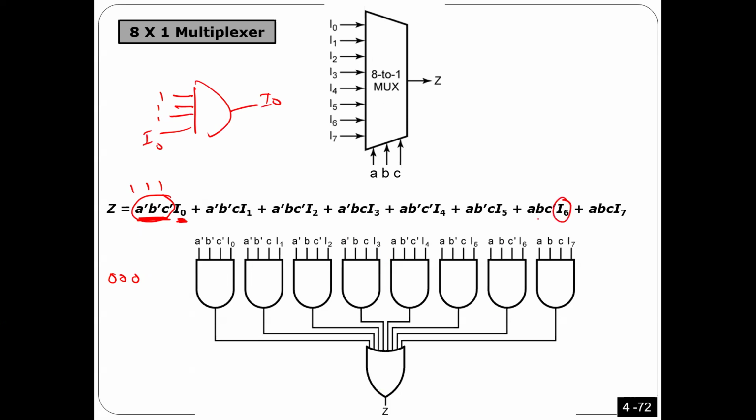In the case of I6, I have to put the minterm for I6. In the case of I3, it has to be ANDed with the minterm of I3. Any questions? Okay.